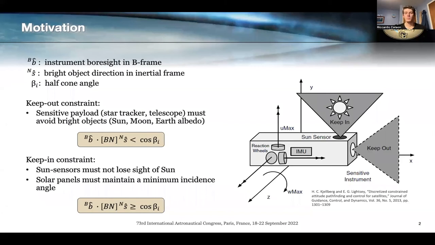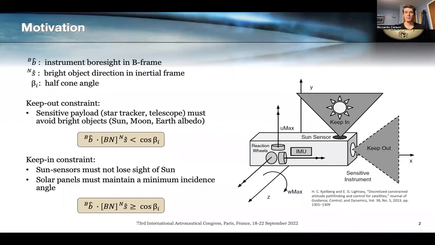First of all, let's define what we're talking about when we say constrained spacecraft. We are talking about a spacecraft that is subject to hard rotational constraints. Think, for example, of a sun sensor: whenever we maneuver the spacecraft, we want to be able to see the sun at all times. This is what describes a keep-in kind of constraint.